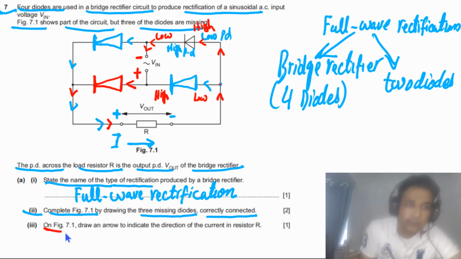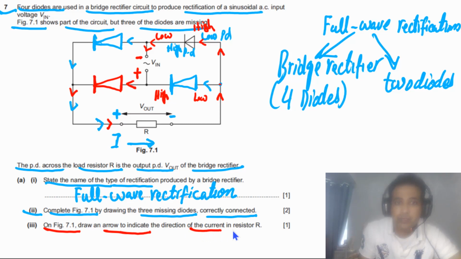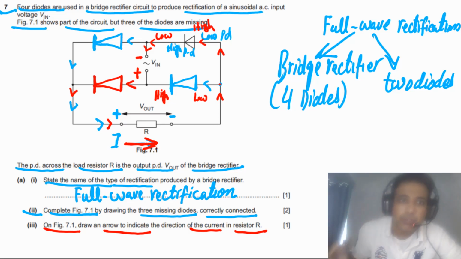For the third part on figure 7.1, we need to draw an arrow to indicate the direction of the current in resistor R. So the arrow we have already drawn. So this arrow simply you need to draw. Let me explain one important point.